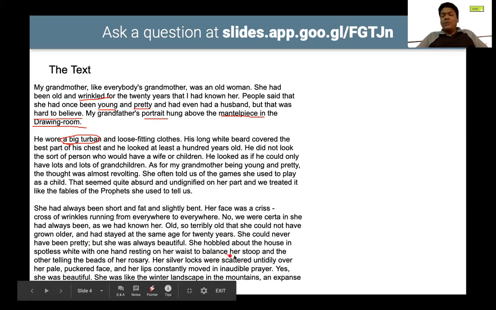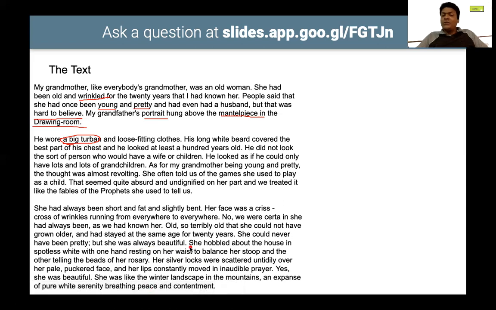She hobbled about the house in spotless white, with one hand resting on her waist to balance her stoop, and the other telling the beads of her rosary. She could never have been pretty, but she was always beautiful. Who was always beautiful? The writer's grandmother, right? So how was the writer's grandmother always beautiful and pretty?